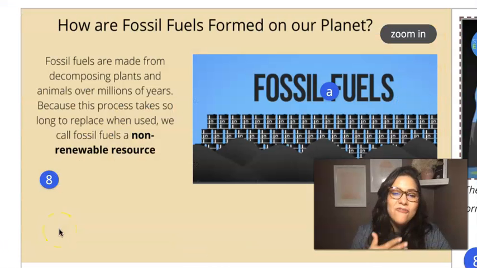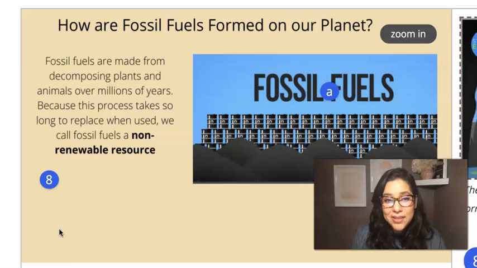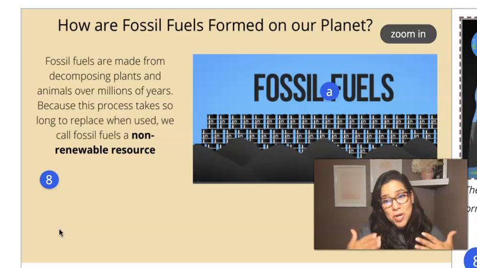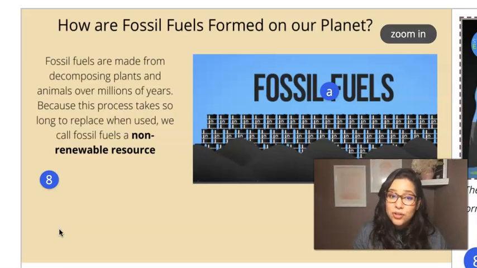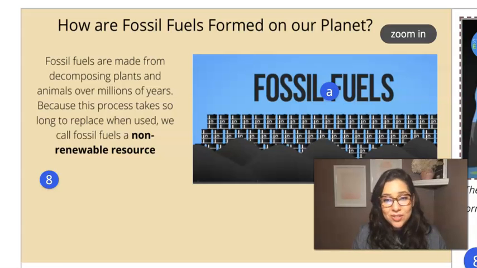So how are fossil fuels formed on our planet? Well, fossil fuels are made from decomposing plants and animals over millions of years. Because it takes so long for them to form, they will not be replenished during our lifetime. Because of this, we refer to it as a non-renewable resource, because it will not be replenished during our lifetime if we run out of it.